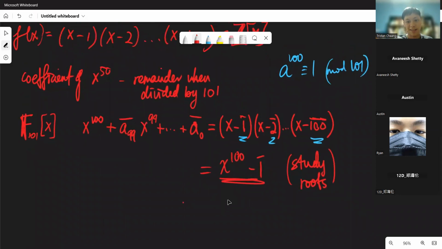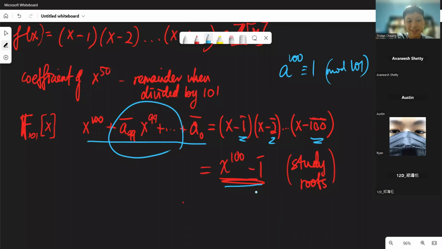Wow, then that simplifies everything. This polynomial is the same as this. That means everything here is 0. And this thing is minus 1. I mean like minus 1 mod 101. So that means the coefficient of x to the 50 must be a multiple of 101. Because after I take it into F101, it becomes 0. And in fact, every single coefficient in the middle here becomes 0. They are all multiples of 101.